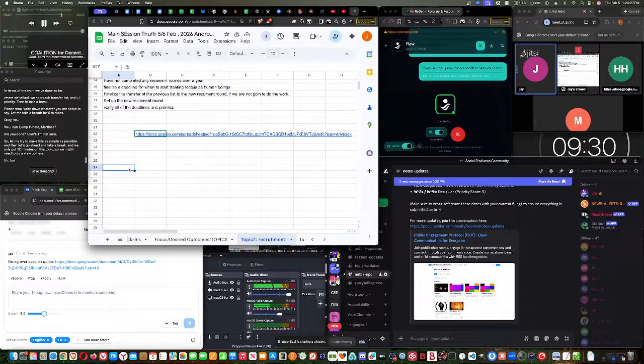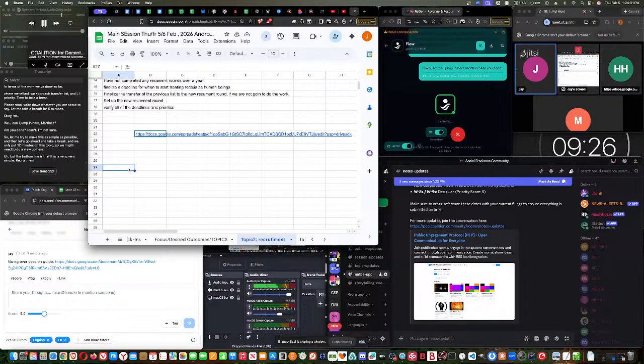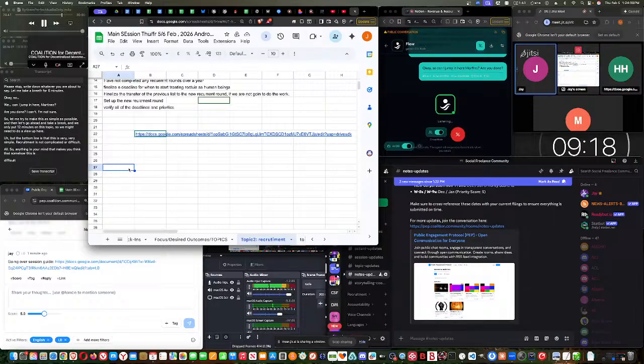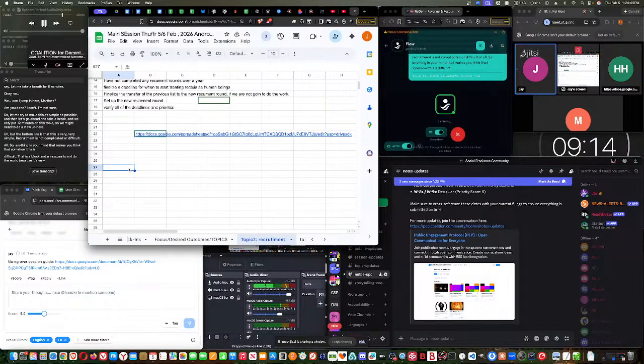But the bottom line is that this is very, very simple. Recruitment is not complicated or difficult at all. So anything in your mind that makes you think that somehow this is difficult, that is a block and an excuse to not do the work, because it's very, very simple and very easy. So let me try to break this down as simply as possible.